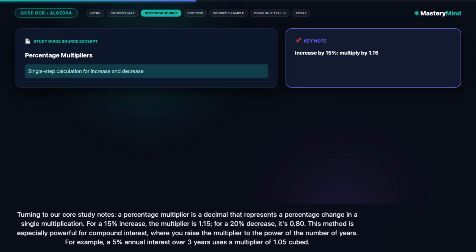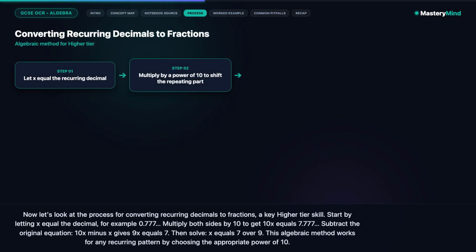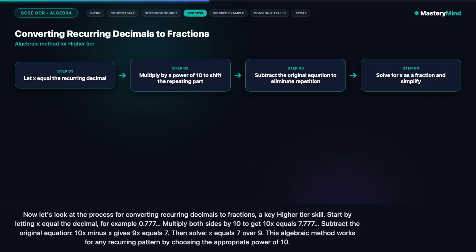Now let's look at the process for converting recurring decimals to fractions, a key higher-tier skill. Start by letting x equal the decimal, for example 0.777... Multiply both sides by 10 to get 10x equals 7.777... Subtract the original equation, 10x minus x gives 9x equals 7. Then solve: x equals 7 over 9. This algebraic method works for any recurring pattern by choosing the appropriate power of 10.